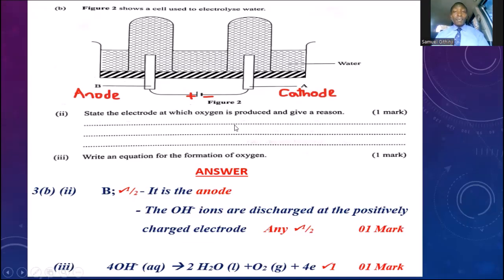Because the two electrodes have been labeled, my student. It is B. Having said B, then you support it: it is the anode, for another half a mark. Or rather, you can say the OH⁻, which are negatively charged, are discharged at the positive electrode. Remember, the oxygen is produced from the hydroxyl. And that's why we have now the Roman 3. The hydroxyl ions lose 4 electrons, 4 of them, to form 2 molecules of water and oxygen gas. So that is it. Roman 2 and 3 of part B well answered, my student.